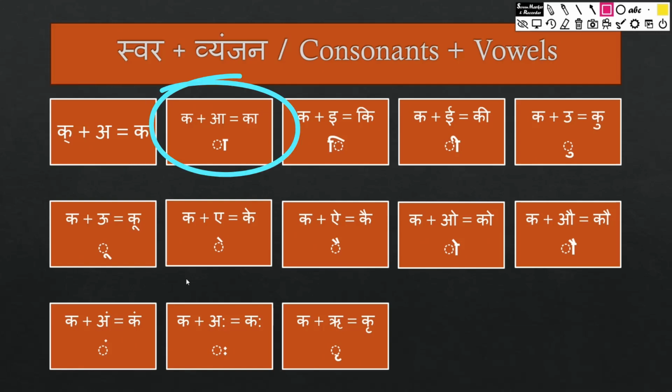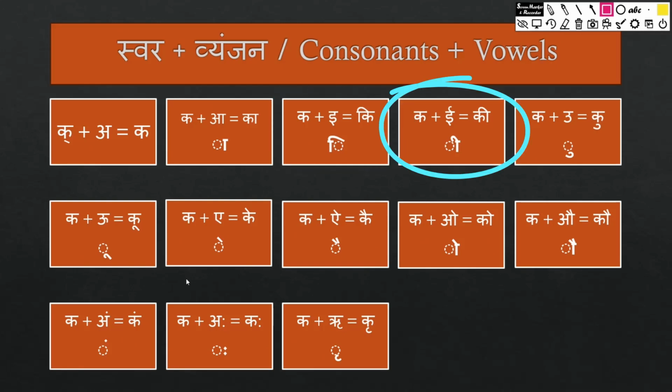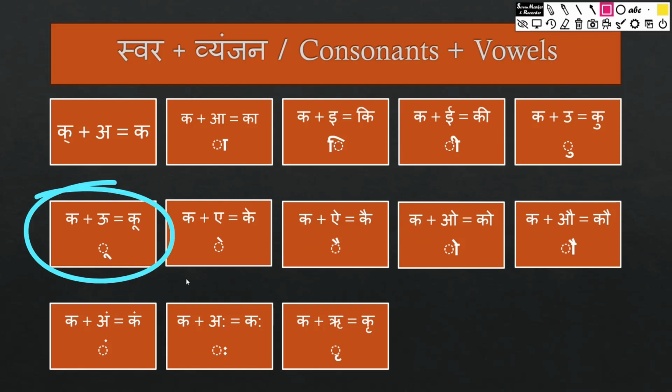The next one, ka plus a becomes ka, and the symbol will look like this: a standing line after the consonant. Ka plus short i becomes ki. We write this symbol before the consonant. Ka plus long i, so we write the vowel symbol after the consonant. Ka plus short u becomes ku, and the symbol will look like this. Ka plus long u is equal to ku, and the symbol will look like this.